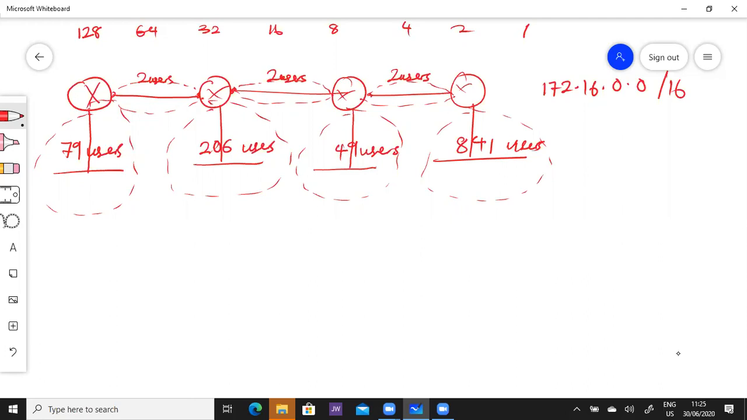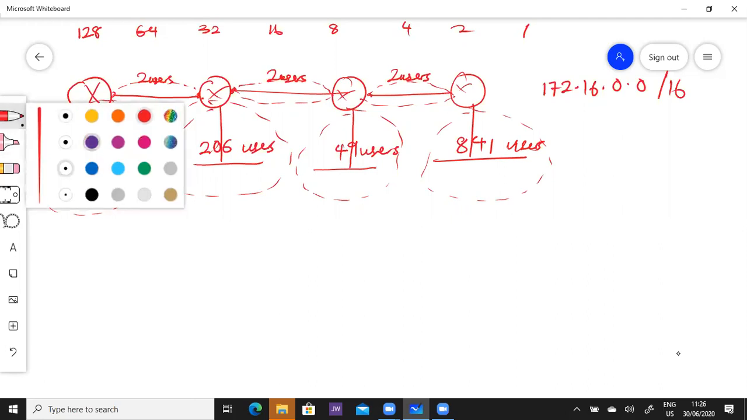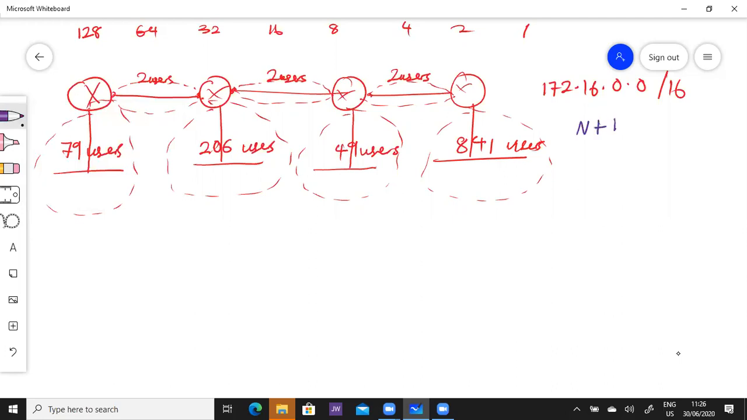Variable length subnet mask. So you write down your equation. Network bit plus host bit should give you 32. 2 raised to the power h minus 2 should give you the number of users. Now let's take it network by network. We are taking the first one here.